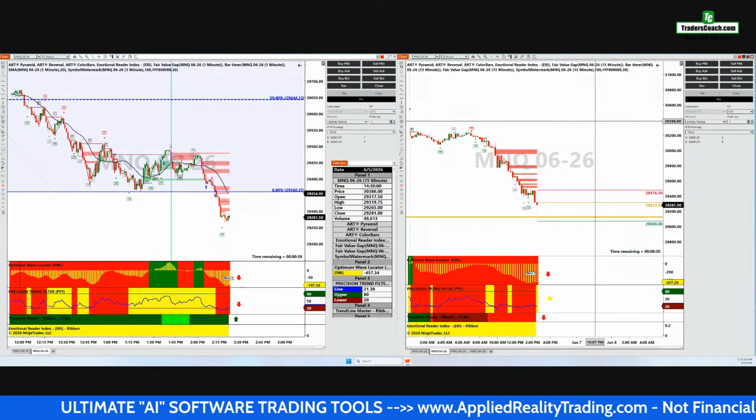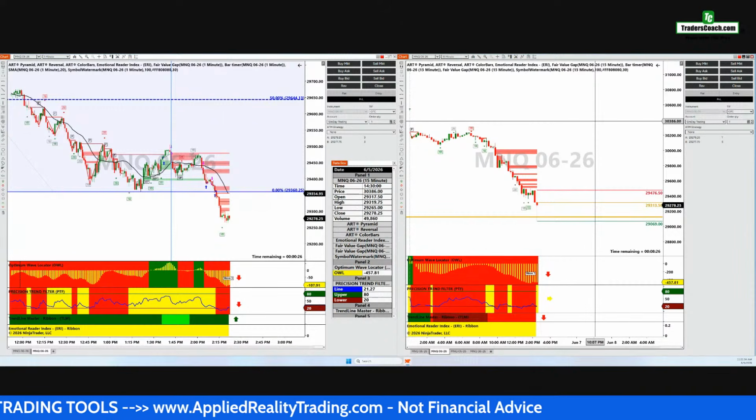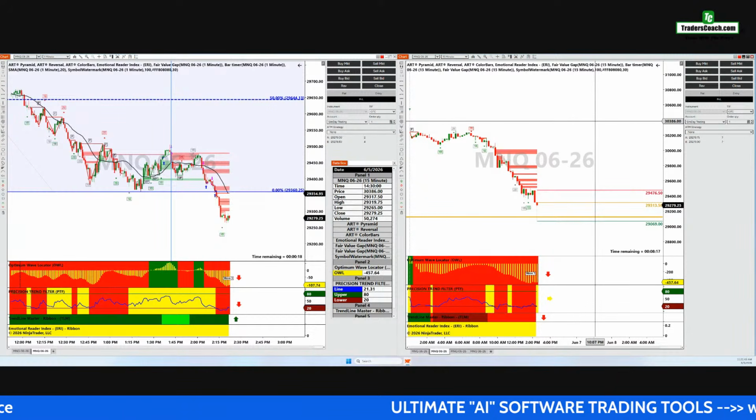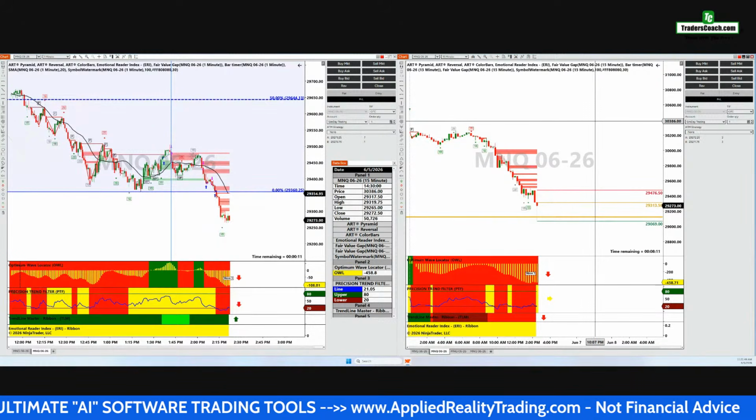Now, if I decide to go short here, that'd be FOMO. Okay, so we don't want to do that. Just let it play out. Let's just see if we're right. Because we could get a reversal back up and we would be stopped out if we had any type of risk control.